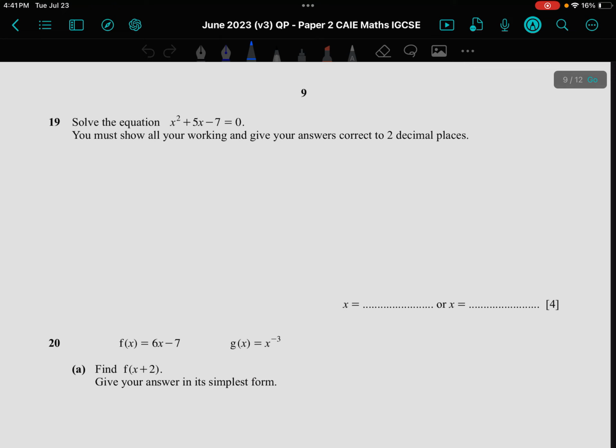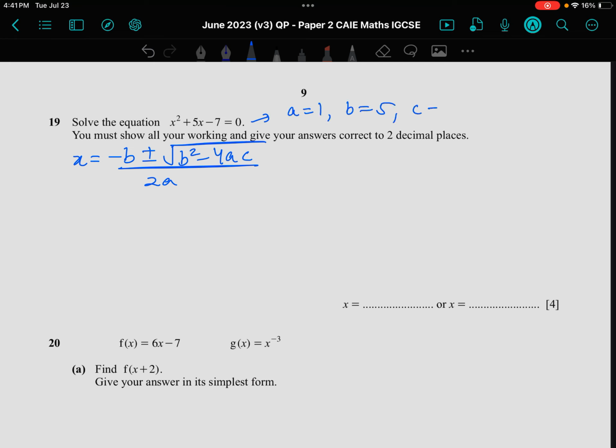Solve the equation x square plus 5x minus 7 is equal to 0. You must do all your working and give your answer correct to 2 decimal places. So using Sridharacharya's method, x is equal to minus b plus minus under root of b square minus 4ac upon 2a. Here, from this equation, a is equal to 1, b is equal to 5 and c is equal to minus 7. Comparing this equation to the general form ax square plus bx plus c is equal to 0, we get the values of a, b and c.